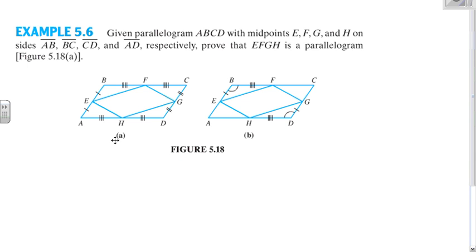So looking at this, since we know ABCD is a parallelogram, opposite angles are congruent. So we get these triangles that are formed are congruent by side angle side, which would lead to these opposite sides of the inner figure being congruent because they are corresponding parts. Same thing with the bottom left and the upper right triangles. They are congruent by side angle side, which means EH and FG are congruent because they are corresponding parts. But that shows that opposite sides are congruent, which means EFGH is a parallelogram because opposite sides are congruent.